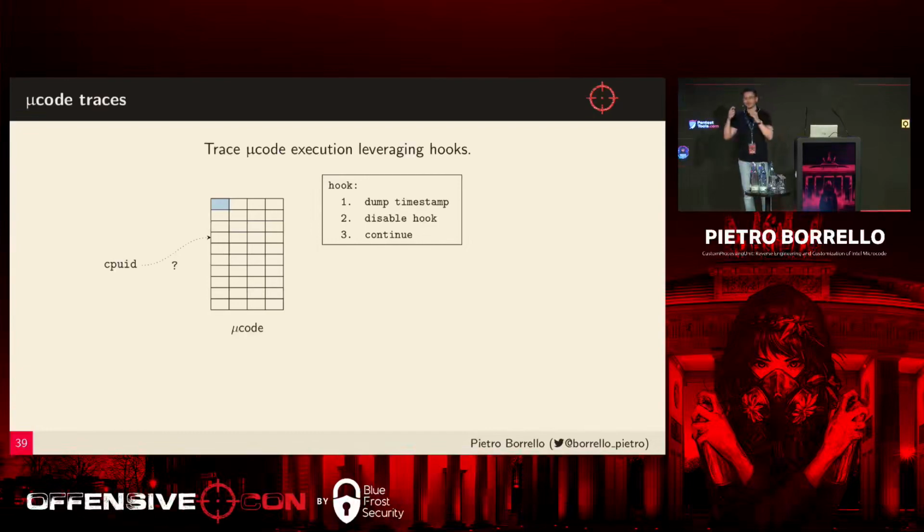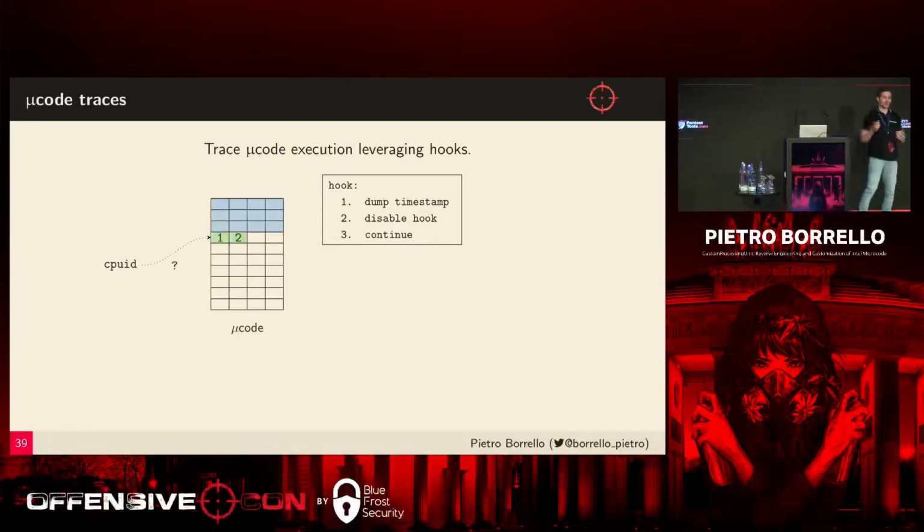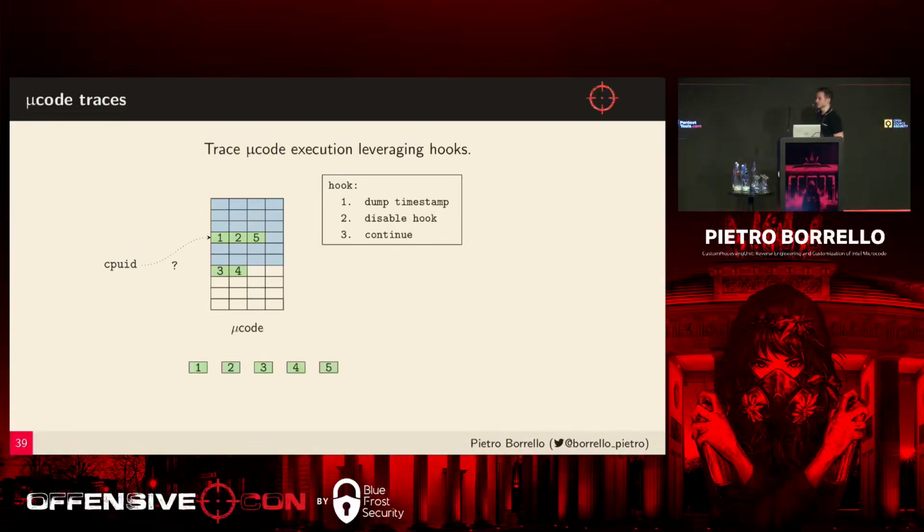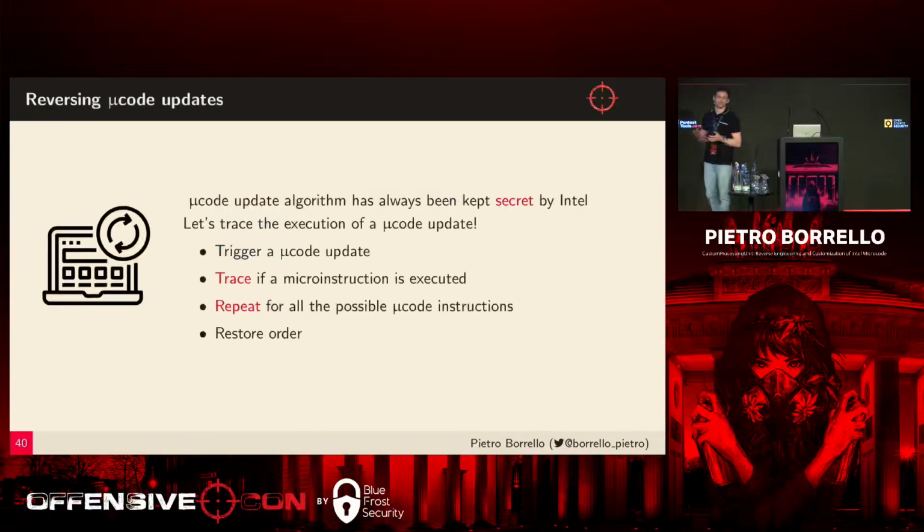And what if we install that hook to all the micro operations addresses that are at the microcode level? Then we will have the timestamps at which each microinstruction gets executed. And just by reordering them, we have a full trace of the micro operations executed inside the CPU. So having a full runtime trace of what is happening inside the CPU. What can we do with static and dynamic analysis if not reverse engineering the algorithm Intel wanted to be secret?